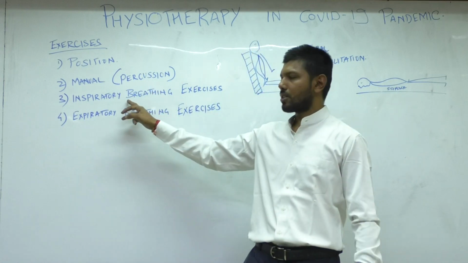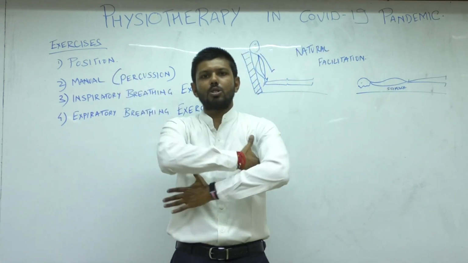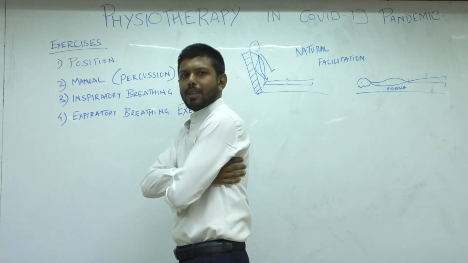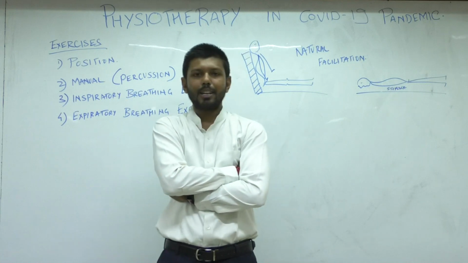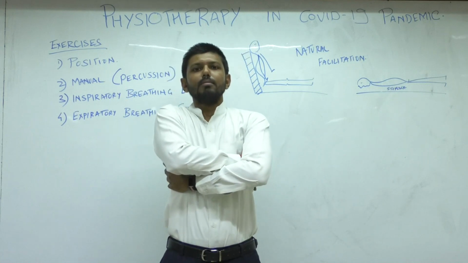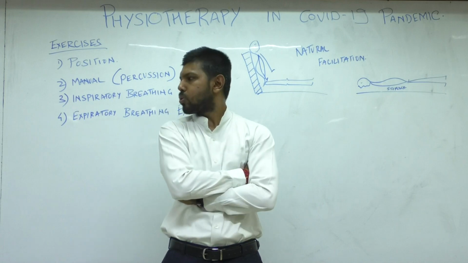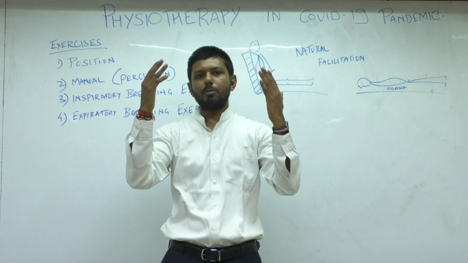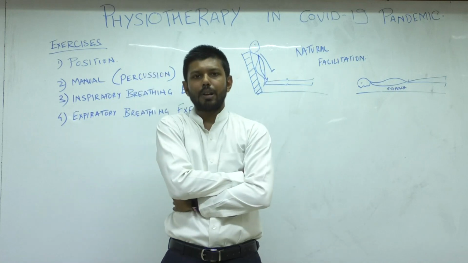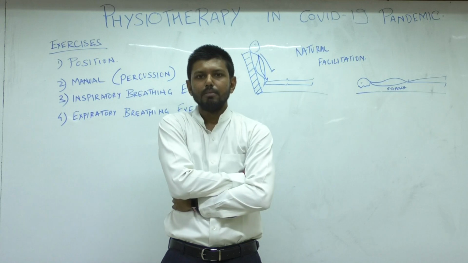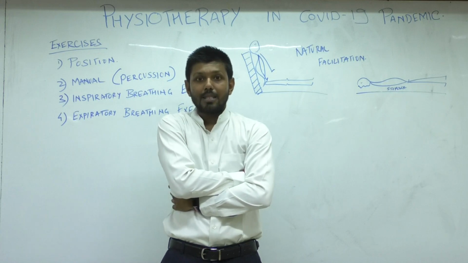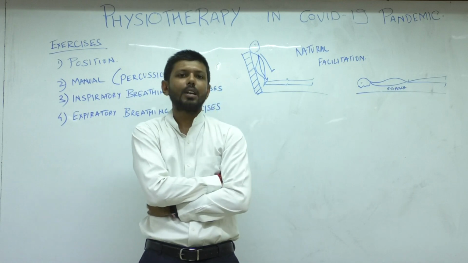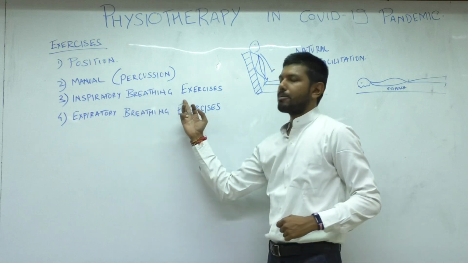Exercise number 2, for the same inspiratory breathing exercises: you cross your hands around your chest wall. This is your chest wall, you cross your hands, and again you breathe in, expanding your side chest. My focus is to expand my lower rib cage. So I put my hands around my rib cage and feel the expansion. As I can feel, my hands are going wider, and then I blow out. That's the inspiratory breathing exercises.